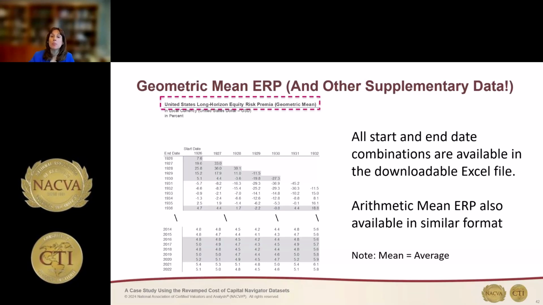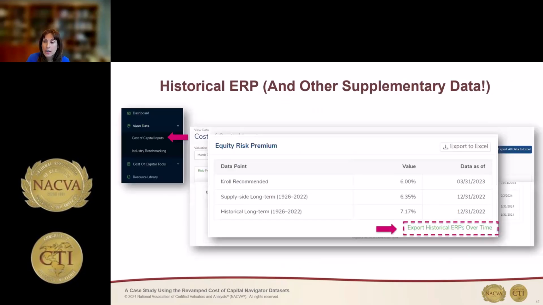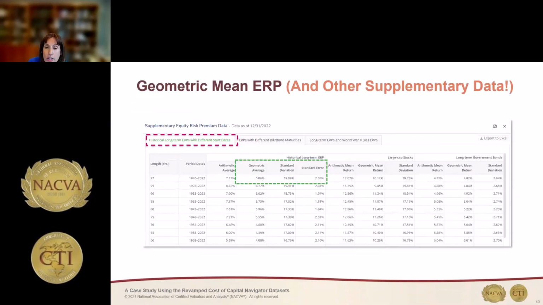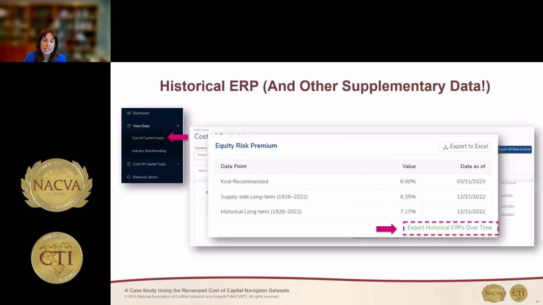So this is an example of the US long horizon equity risk premium, geometric mean. And you see, all the way from 1926 to 2022 it was 5.1%. Guess what? If I go to the earlier slide, two earlier slides, this one, there's the 5.1%. It's rounded, but it says 5.06, but it's 5.1%. So all of that data is available to you.